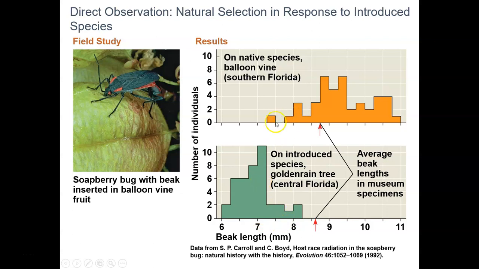Again, this is assuming that there's variation, which we can see there is variation in beak length along this x-axis. We assume that beak length is genetic. There's no information here specifically saying that, but we assume that beak length is genetic, and the selective pressure in this case was the depth of the seeds within the different fruits, and it was acting on the beak length of the soapberry bug. So this is an example of direct observation of a change in populations based on an introduced species in Central Florida. This is over a very short period of time, over the last couple decades.